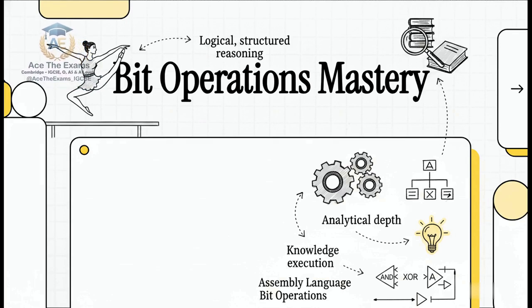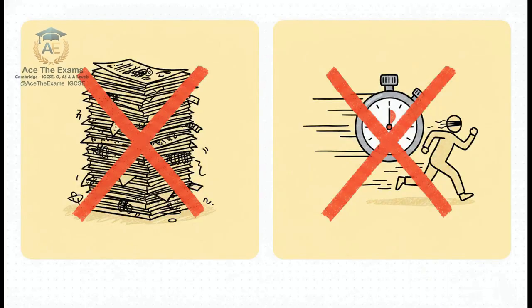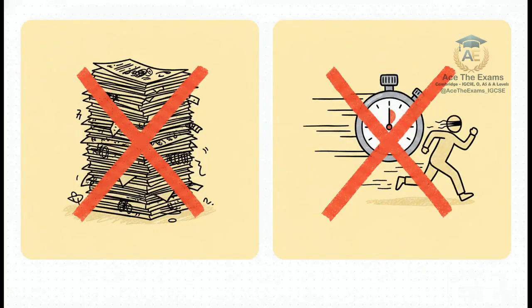You have to execute your knowledge with total precision. You need to show your working, prove your methodology, and make sure every single sentence of your answer has a graceful landing. Let's dive right into this by looking at two very common yet entirely flawed approaches to a classic past paper question on bit operations.